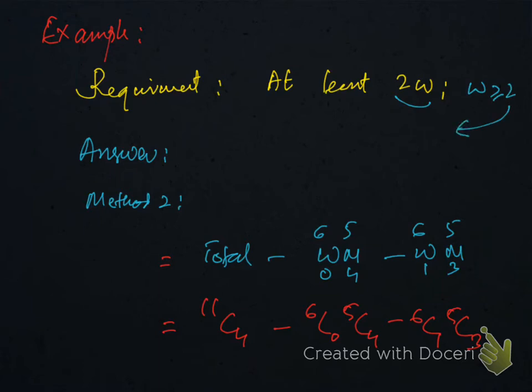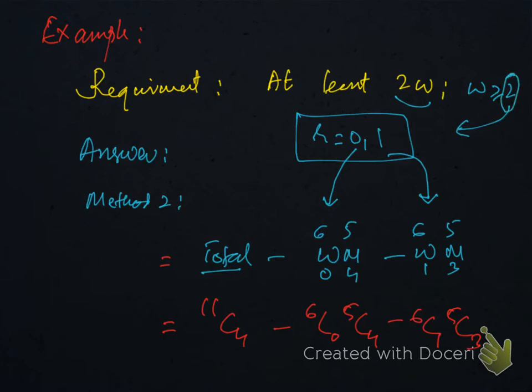So the value of R before 2 is 0 or 1. So we have to subtract these 2 values of R from total. So for 0 means no woman and 1 means 1 woman. So we subtract those options from total which are not in this list. This list starts from 2, 3, 4. According to method 1, the values of R will be 2, 3 or 4. And according to method 2, the values of R will be 0, 1 because these 2 values are not in this list. So 11C4 minus no woman and 1 woman.